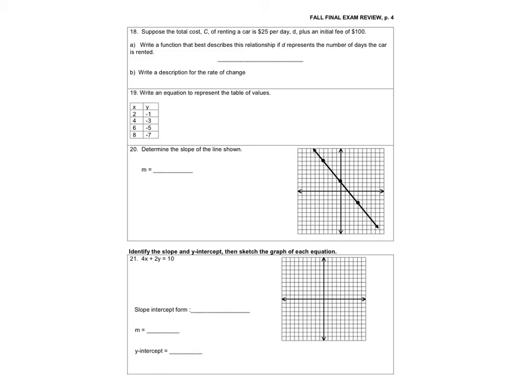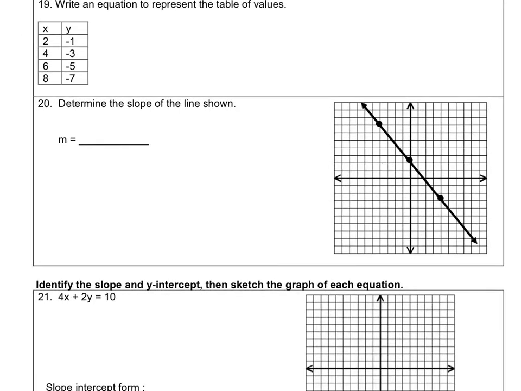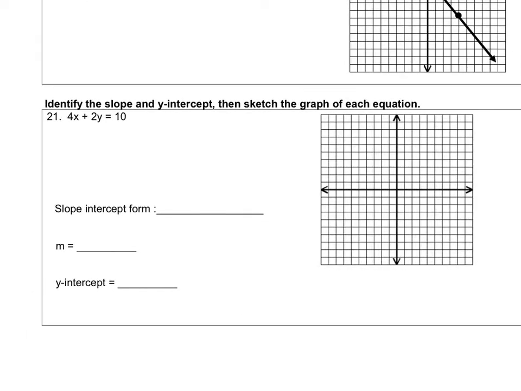All right, we are on page 4 of the fall final review to look at questions 20 through 30. So we're starting with question number 21, where we want to be able to find the slope, the y-intercept, and then sketch the graph for each one. So I'm going to look at finding different ways to go about this.